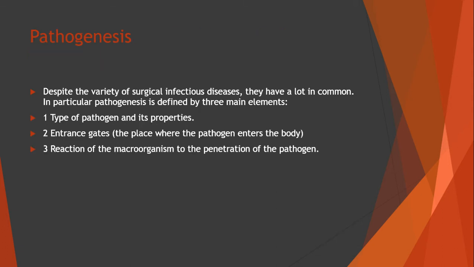Pathogenesis. Despite the variety of surgical infectious diseases, they have a lot in common. In particular, pathogenesis is defined by three main elements. First, the type of pathogen and its properties. Second, the entrance gate, the place where the pathogen enters the body. Third, the reaction of the organism to the penetration of the pathogen.